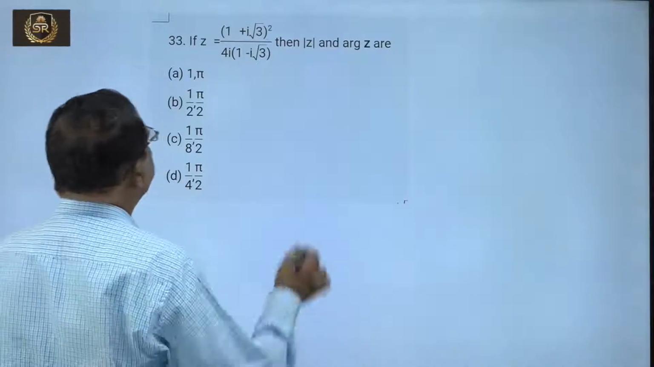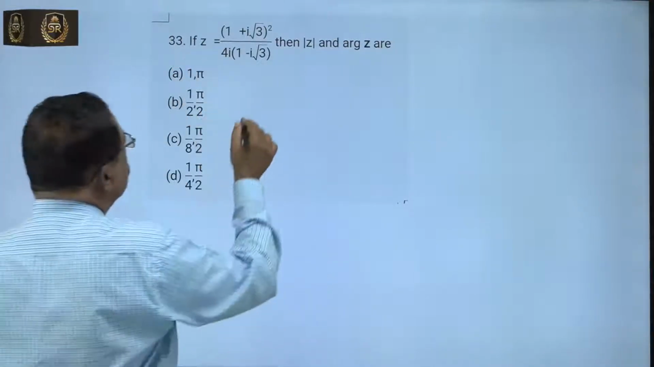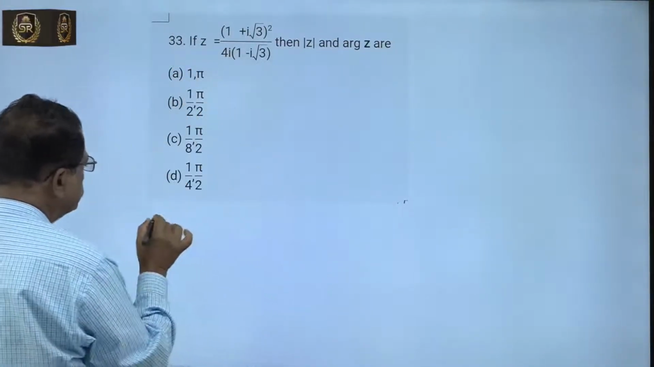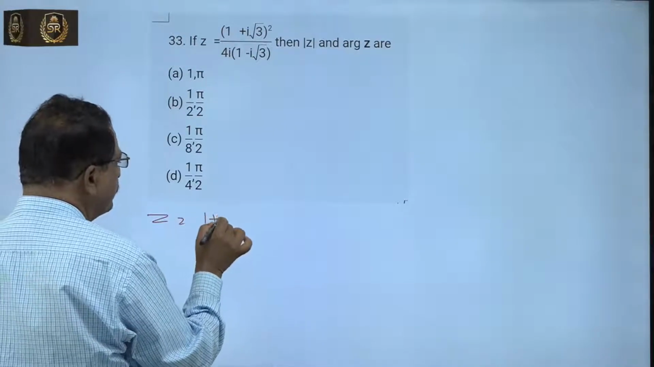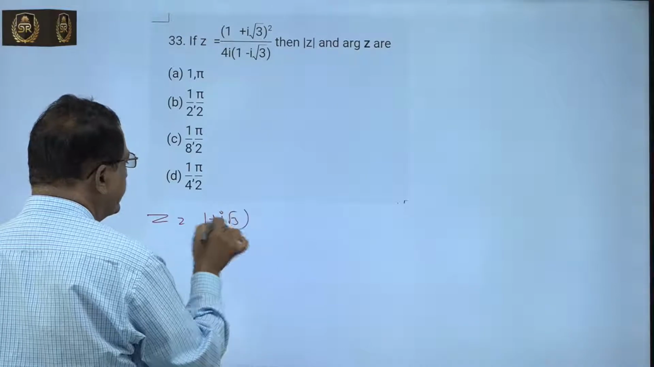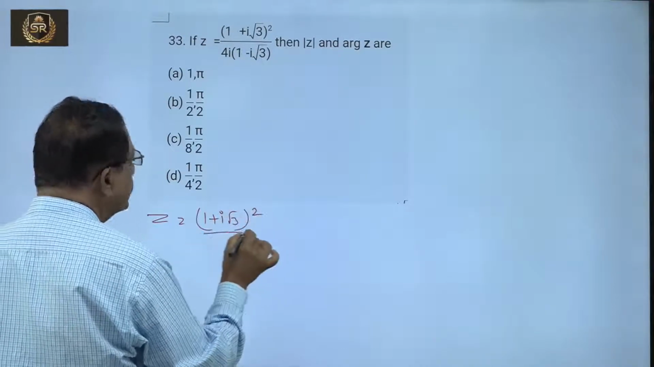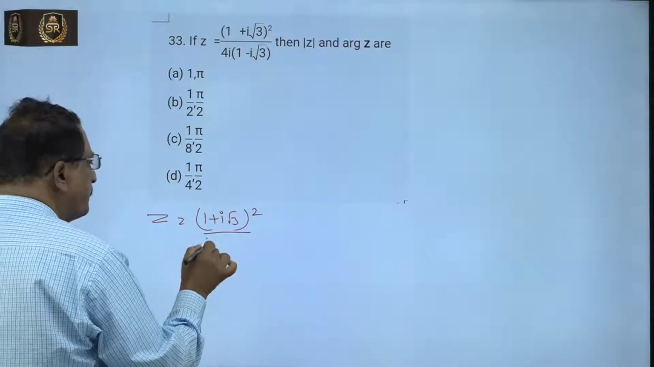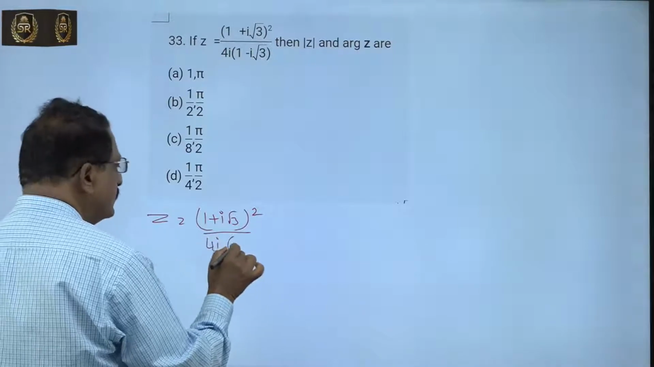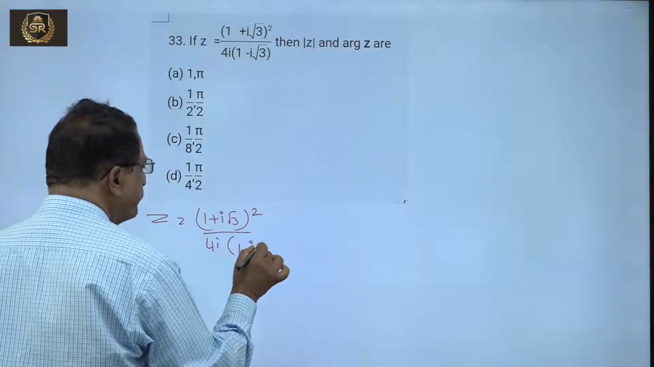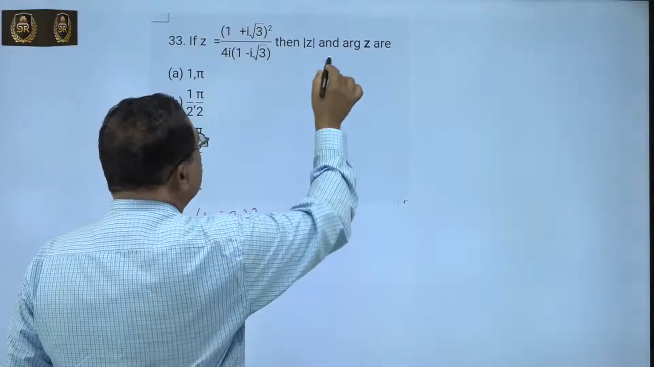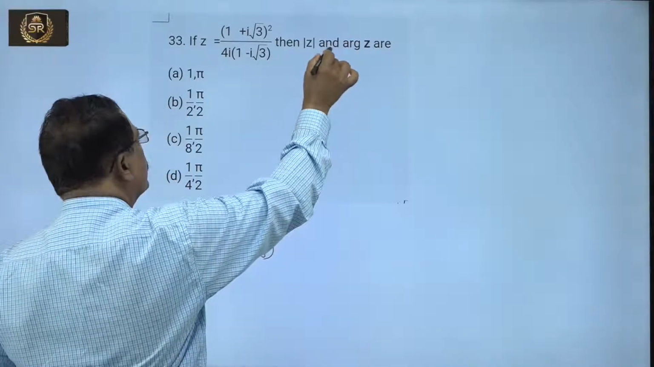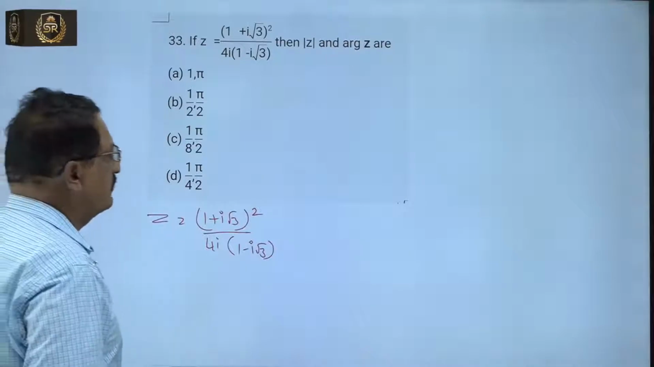Next, z equals (1 + i√3)² / (4i(1 − i√3)). Then the modulus of z and the argument of z are both required.